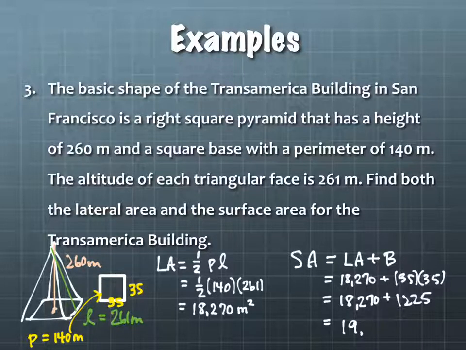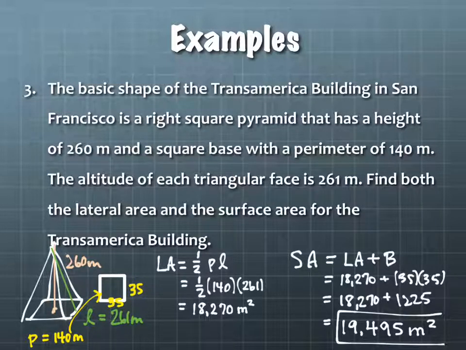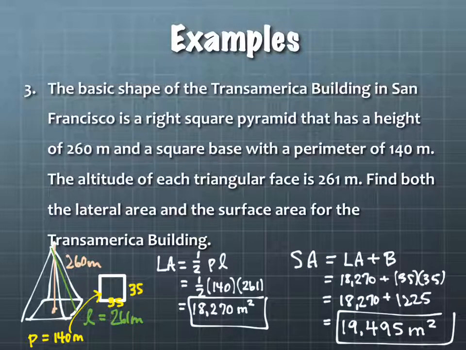19,000 what? 495. 495 square meters. Beautiful. Okay, I think we have one more shape. Nope, two more shapes. I lied. All right, one more on this page. Ready?